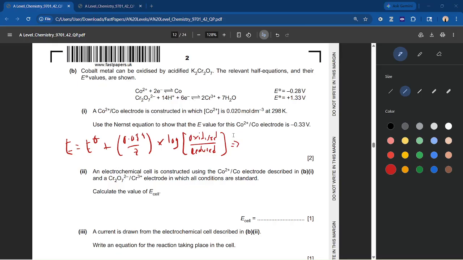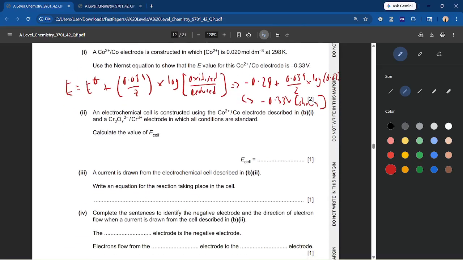So if you plug in your values over here, because you've already got the moles, which is over there, 0.02, so this will be minus 0.28, because we've already been told that, minus 0.28 plus 0.059 divided by 2 into log 0.02, and that gets you minus 0.33 volts, shown. Always fun to write shown over there.